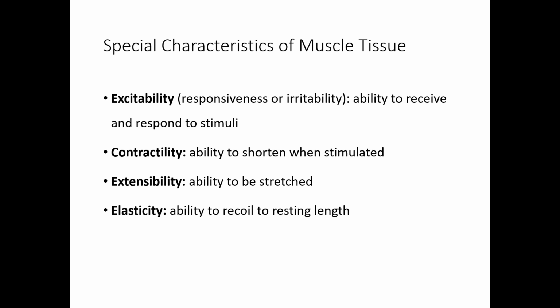Special characteristics of muscle tissue. Excitability would be the first one. It means it's responsive or irritable. Whenever it receives a stimulus, it receives it and responds. Contractility. Whenever it's stimulated by an electrical stimulus from our central nervous system, it answers with shortening or contracting. Extensibility. You can stretch your muscles. And elasticity. After stretching, muscles return to their original position, recoil to the resting length. Please know those characteristics.